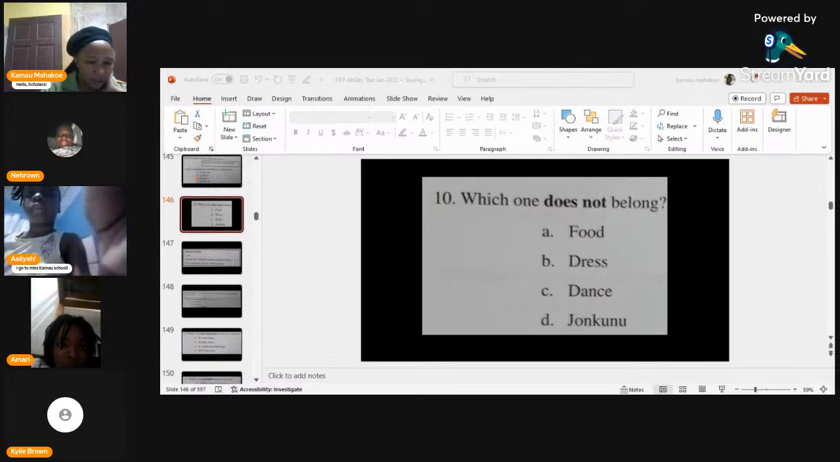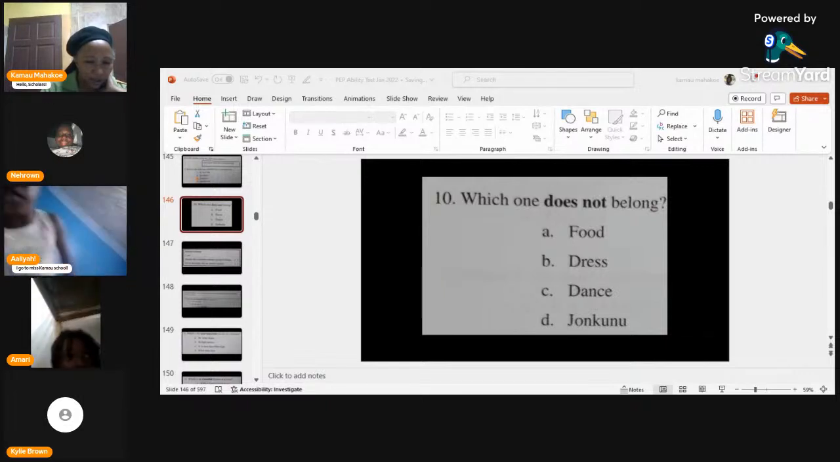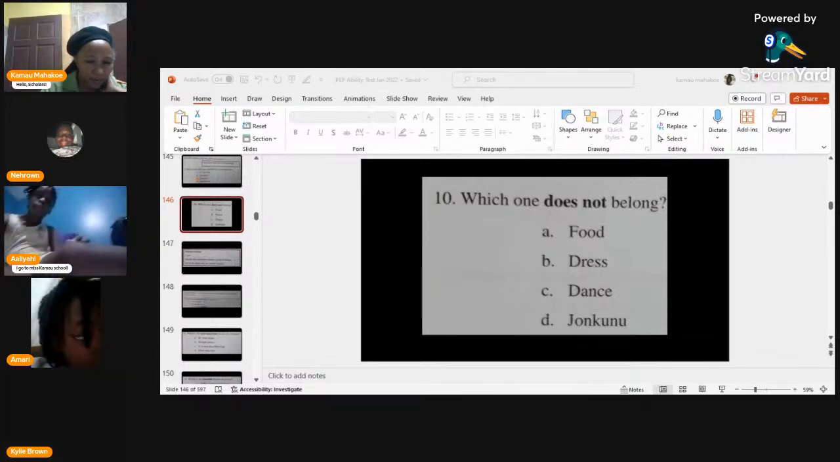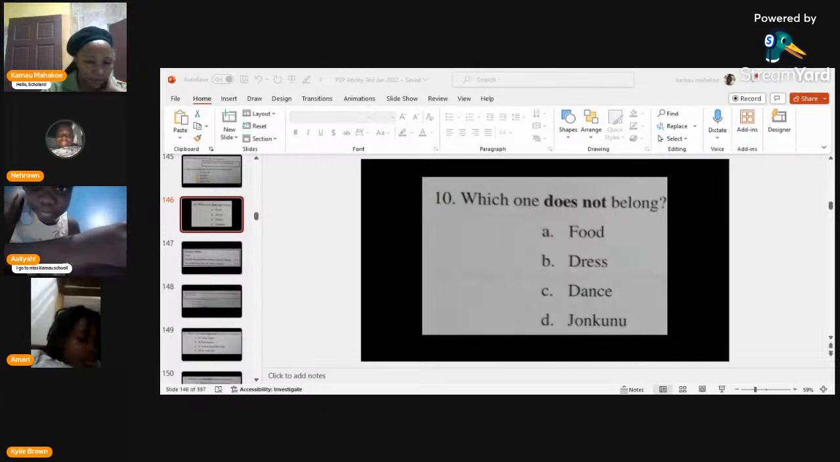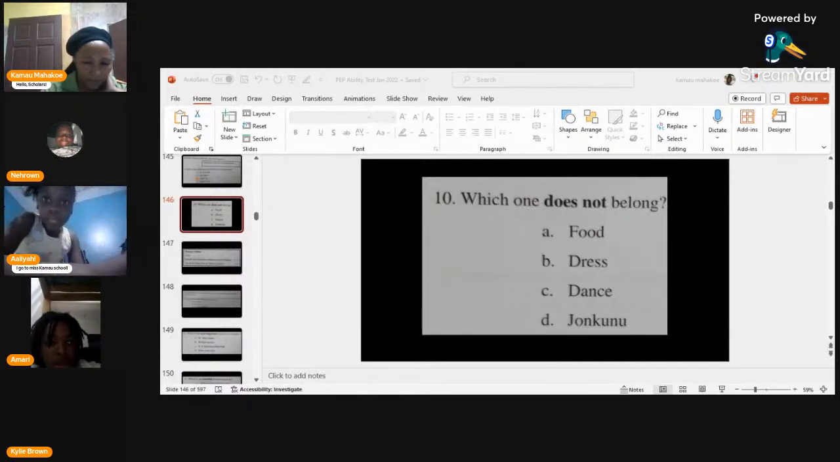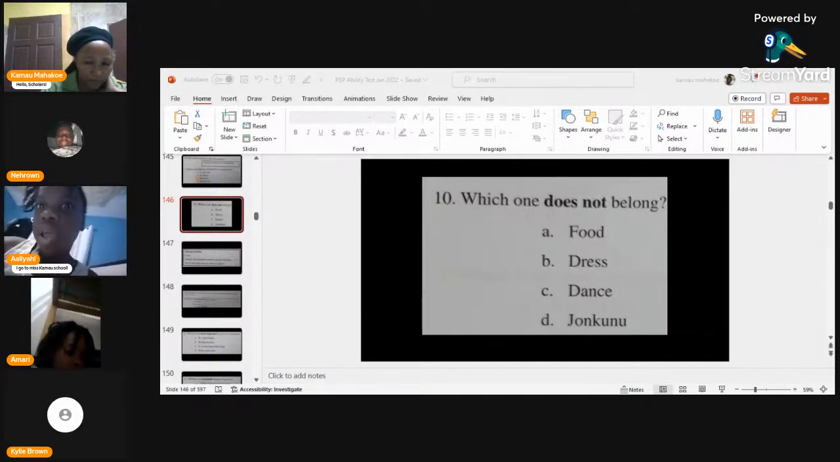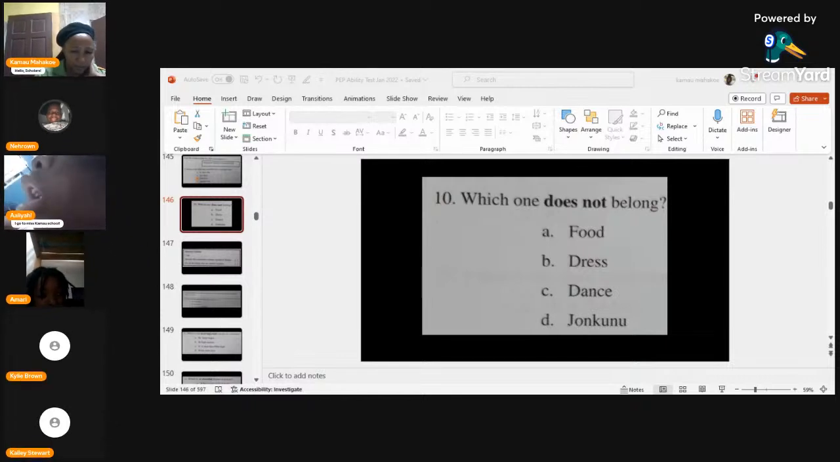Okay, Miss. Question 10. Which one does not belong? A. Food. B. Dress. C. Dance. D. Junkanoo. All right, which one does not belong with that group?